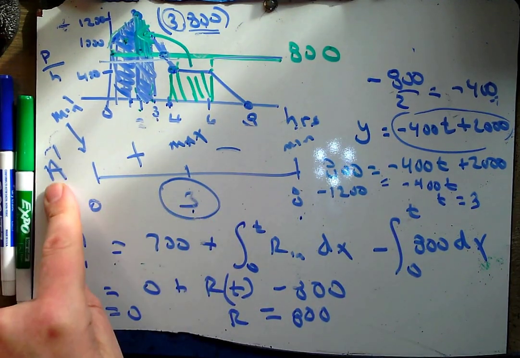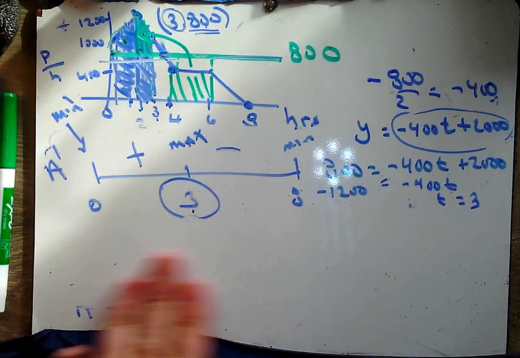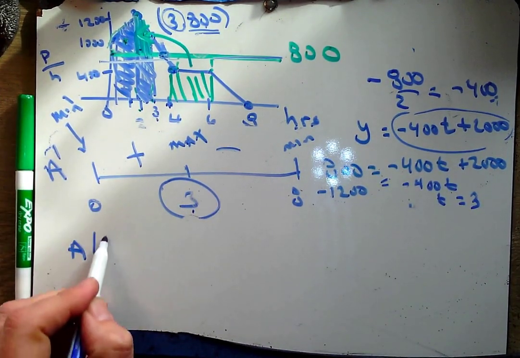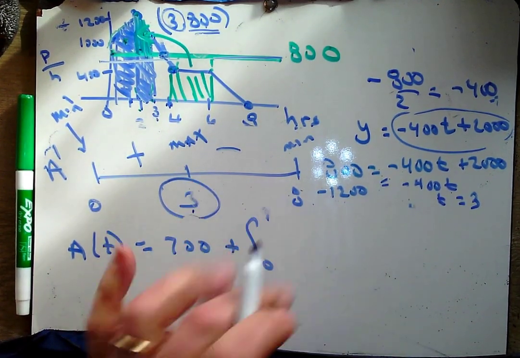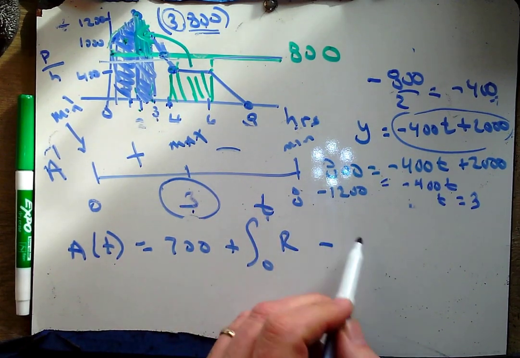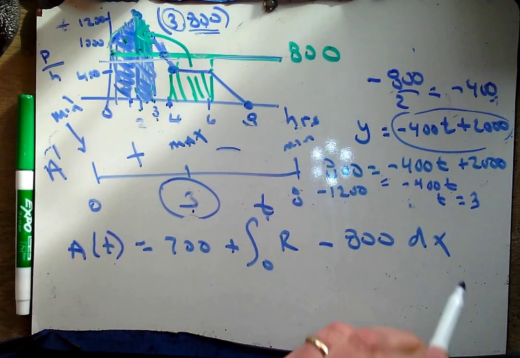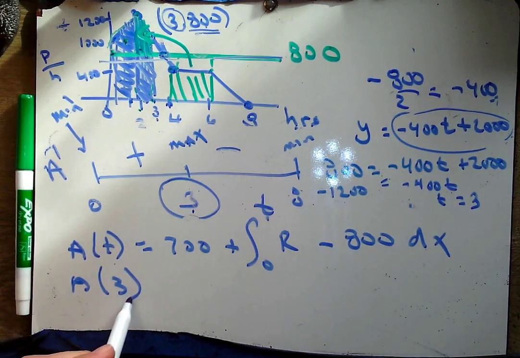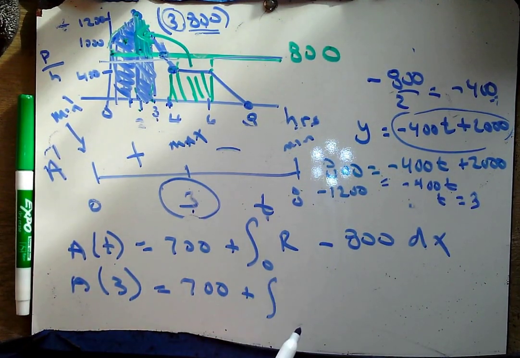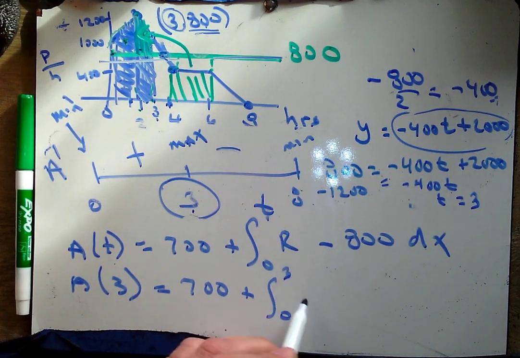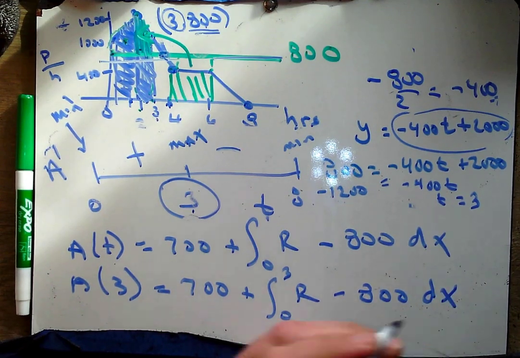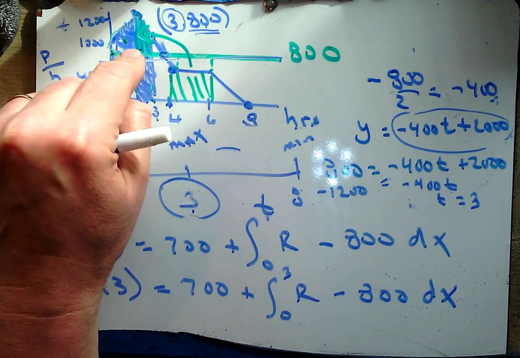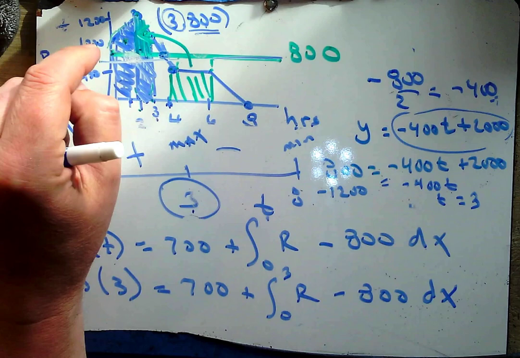A minimum, a prime, 3. So I need to go back to a. Remember, a of t was 700 plus the integral from 0 to t of rate in minus rate out dx. And if I want a of 3, that's 700 plus the integral from 0 to 3 of r minus 800 dx.